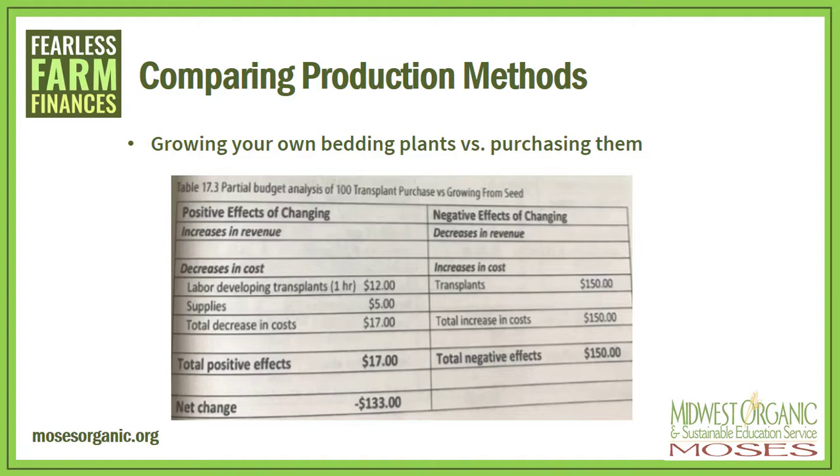Then moving to the right on the negative side, in this particular example, you would be purchasing 100 transplants at $1.50 each. Your actual cost would depend on what type of transplants you were purchasing, as well as the size of your purchase order. Larger purchase orders normally have lower prices per unit, so you could play around with some of those pieces. Based on this particular example and a transplant cost of $1.50 each, it would not make economic sense for you to purchase the transplants because you would end up paying $133 more than if you were to grow them yourself.